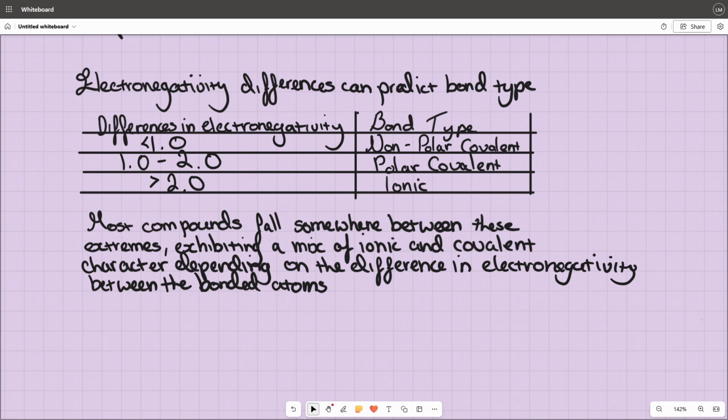Now, an importance of electronegativity is that it can predict bond type. So here is a table where you see the differences in electronegativity. If it's less than 1, it's a non-polar covalent bond, typically. If it's between 1 and 2, it's a polar covalent. And if it's greater than 2, it's an ionic bond. Now, most compounds fall somewhere between these extremes, and therefore they exhibit a mix of ionic and covalent character, depending on the difference in electronegativity between the bonded atoms.